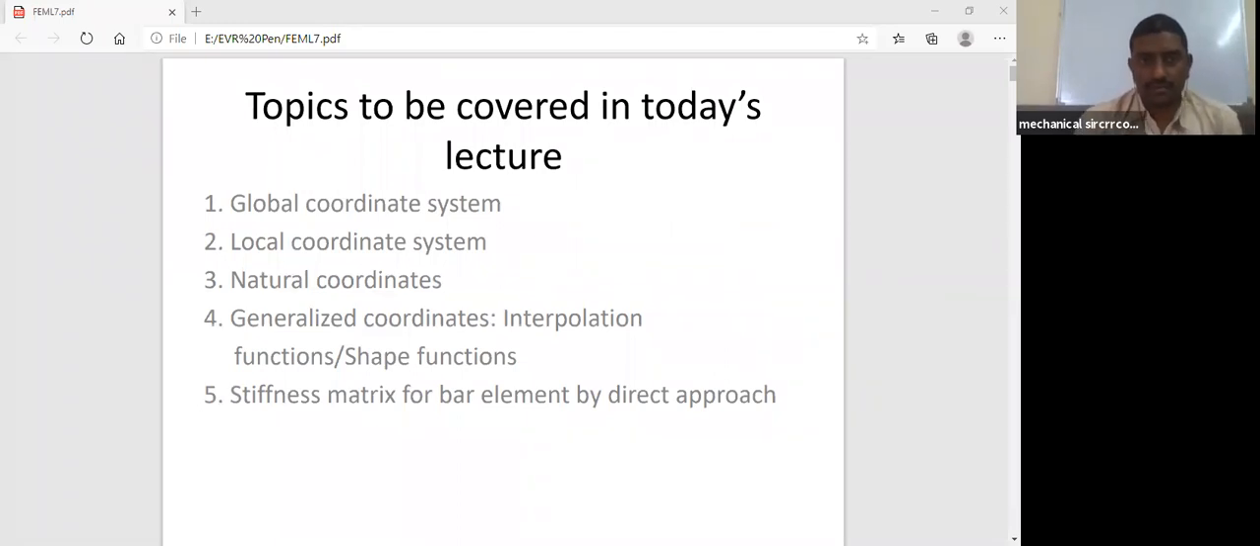So today in this class, I will discuss the global coordinate system, local coordinate system, and natural coordinates. Generalized coordinates are the interpolation functions or shape functions. Then, the stiffness matrix for a bar element by the direct approach.